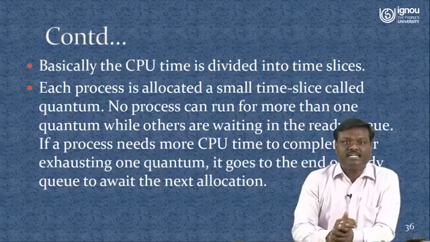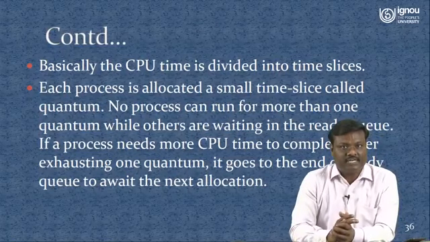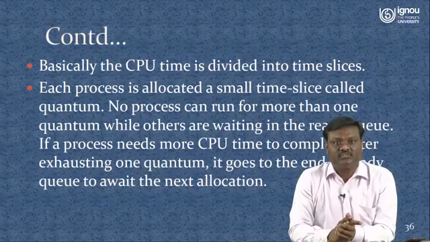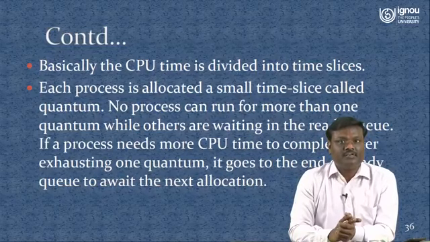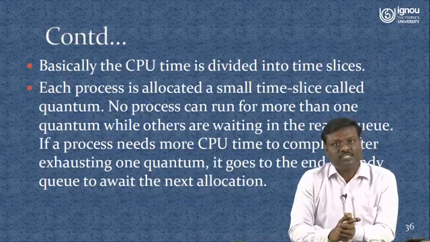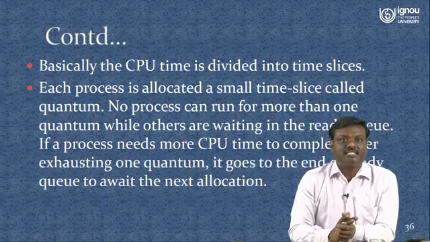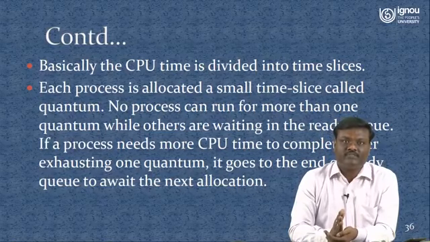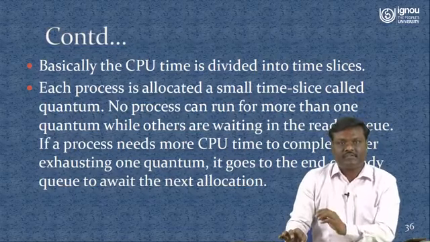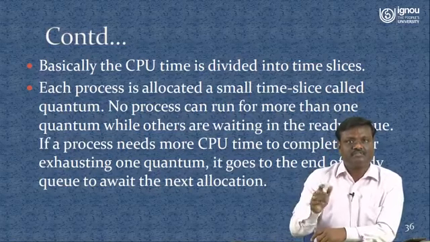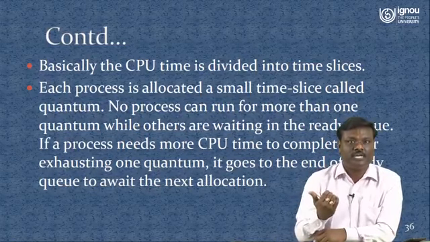So basically the CPU time is divided into time slices, as we had seen, and we can call this a quantum. Each process is allotted a small time slice called a quantum, and no process can run for more than one quantum. So even if it needs just a few more seconds, the processor will be shifting to the other process because the time quantum has expired for the process. So this is a kind of circular arrangement, wherein each user or each process will get their own time slice.